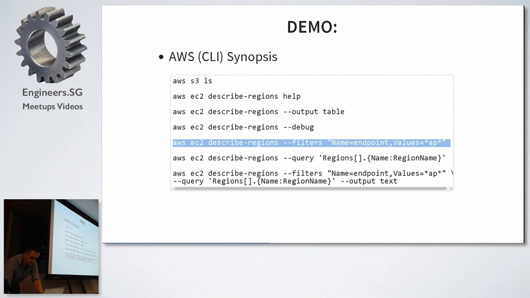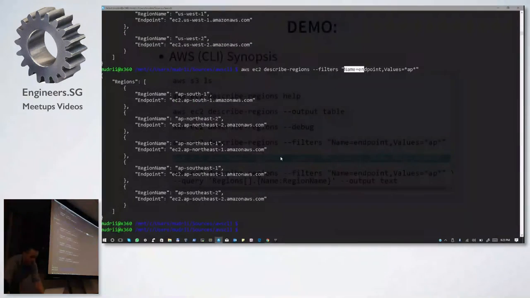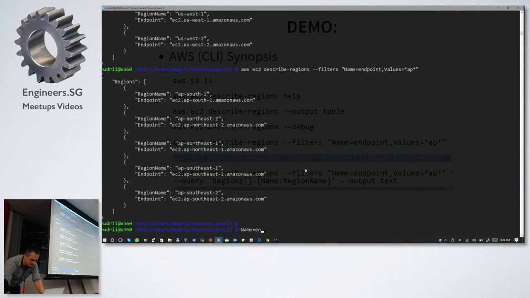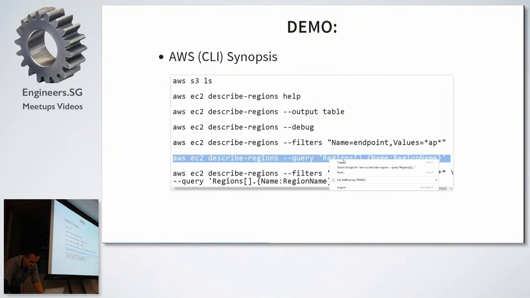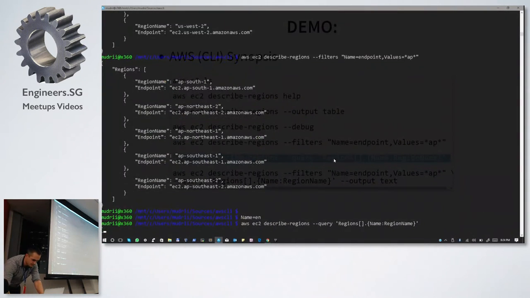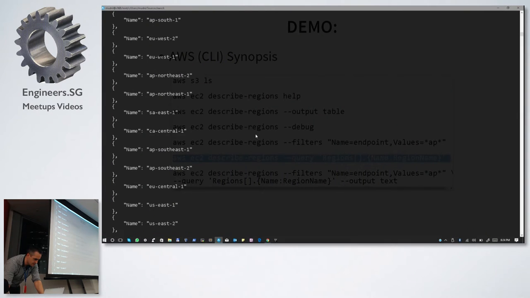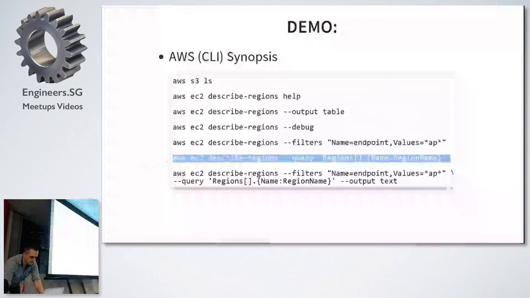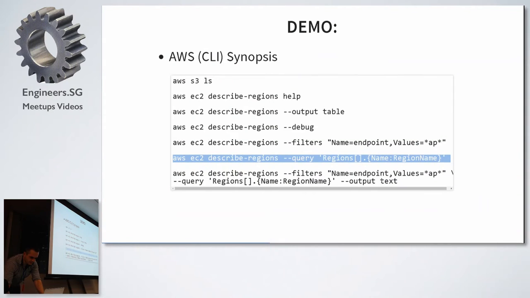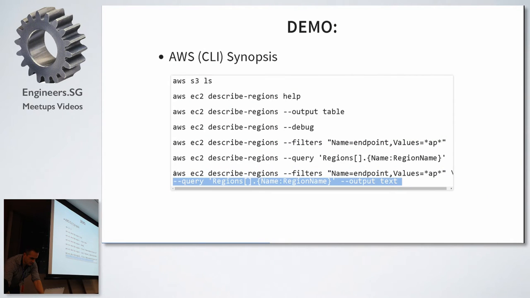Query is even nicer. It can be combined. Let's see the output of the query side. Okay, so this is how it shows us. It's a filter based on the region, and it gives us only the region name. You can combine them and output in text. This is a more complete one.